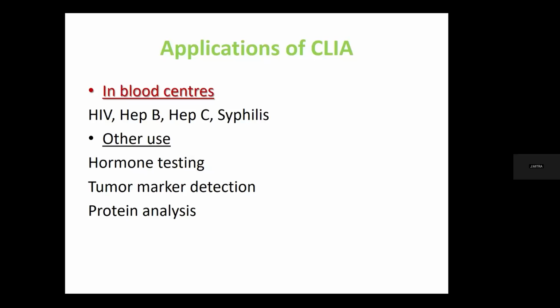So, applications of CLIA in blood centers. The mandatory tests according to the Drugs and Cosmetics Act, that is detection of HIV, hepatitis B, hepatitis C, and syphilis, we can do via this CLIA technique. And there are various other uses of CLIA in microbiology or biochemistry labs, like hormone testing, tumor marker detection, or protein analysis. So there are various other applications of CLIA, not only in the blood bank but in other fields also.